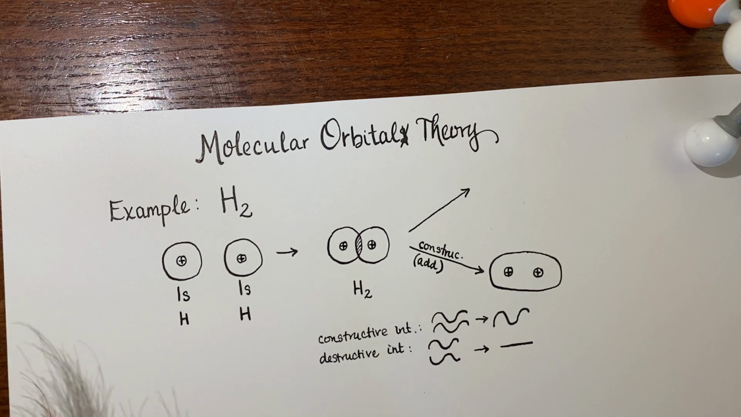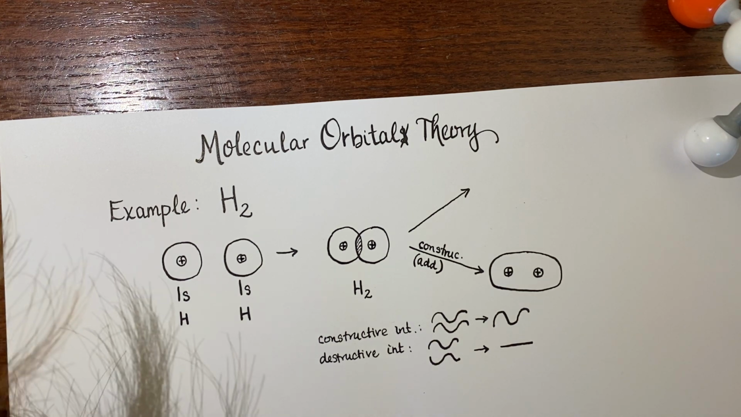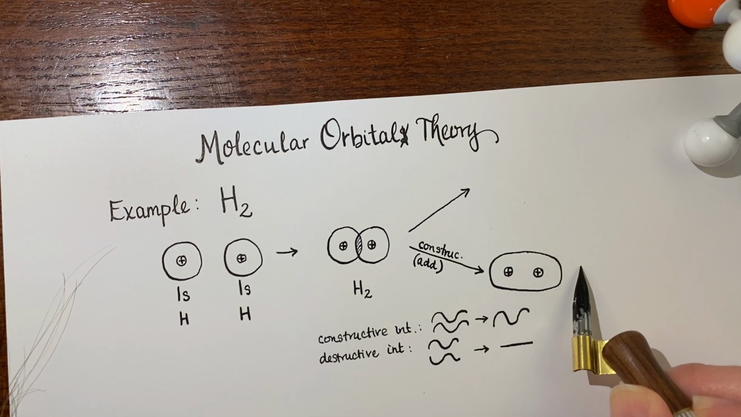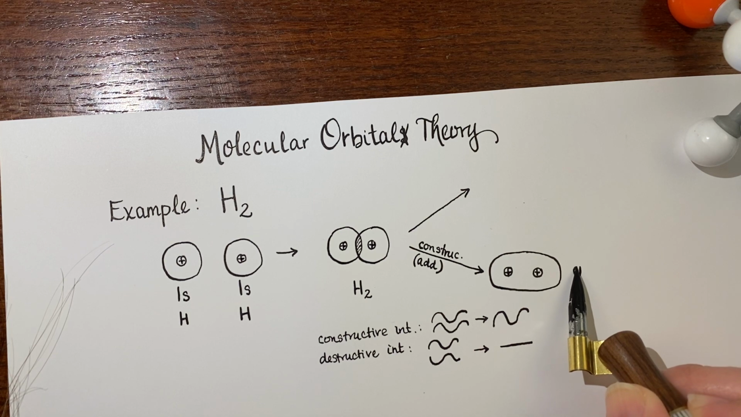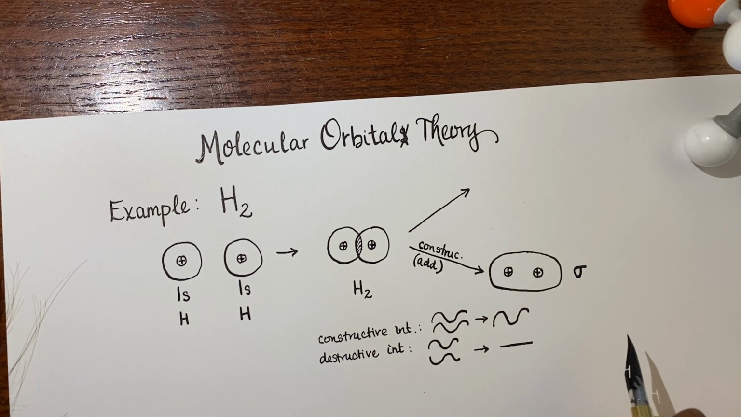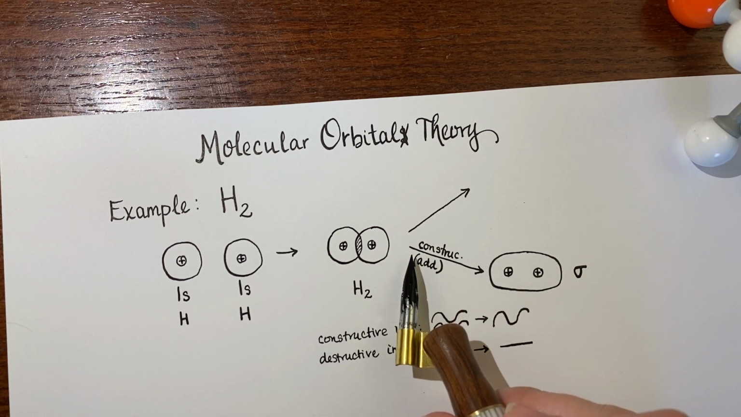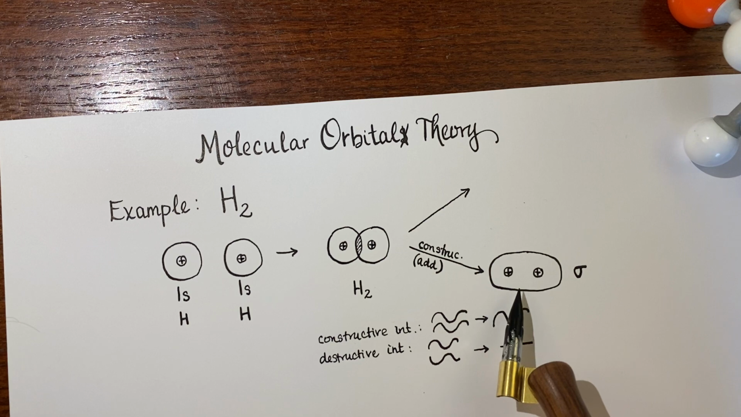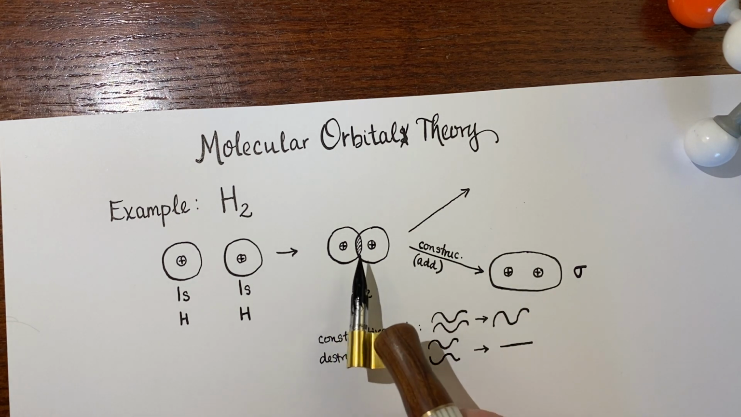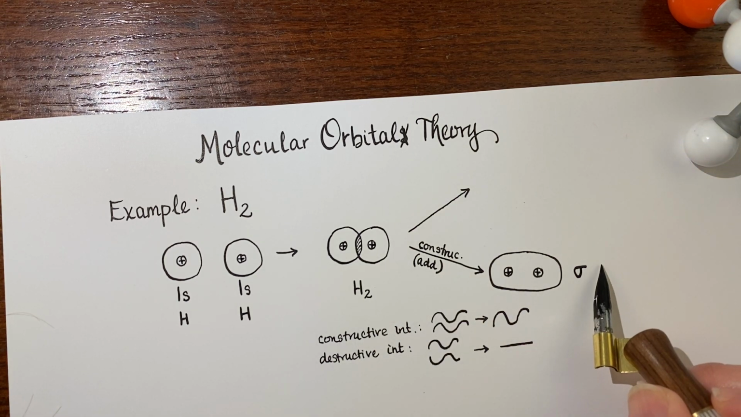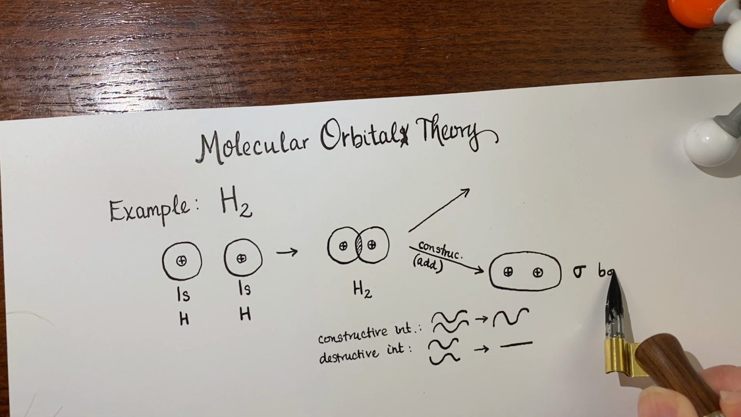What kind of bond is that? Is that a sigma bond or a pi bond? And if you were thinking sigma, you are correct. And so, this is called a sigma molecular orbital. And in this case, by virtue of this molecular orbital being created by adding together the overlap, this is a bonding molecular orbital.